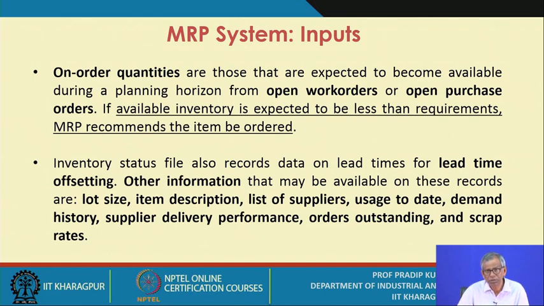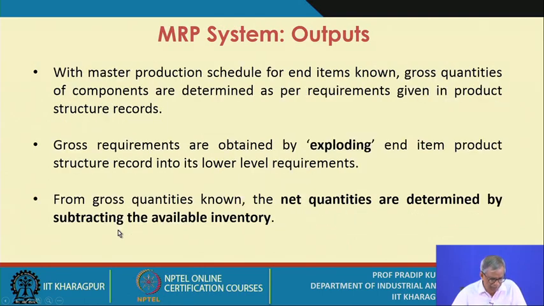Okay, so when we discuss the purchasing management, you will come to know how to select the suppliers, how to assess the performance of the suppliers, and how you will be able to constantly update the list of approved suppliers or approved vendors. So the list of suppliers for the given item you must specify. Uses to date, as of today, as of now, till date: demand history, supplier delivery performance, and orders outstanding and scrap rates.